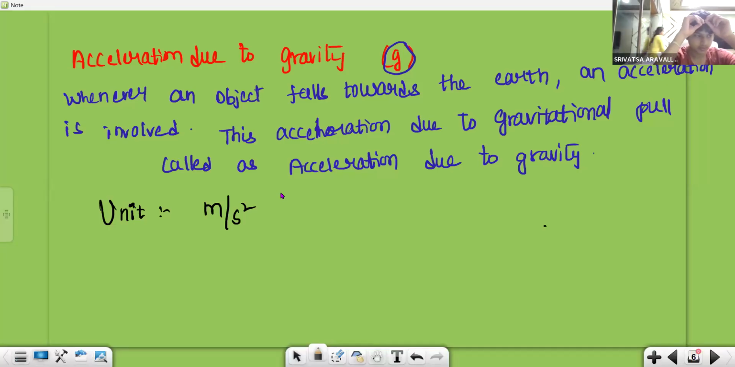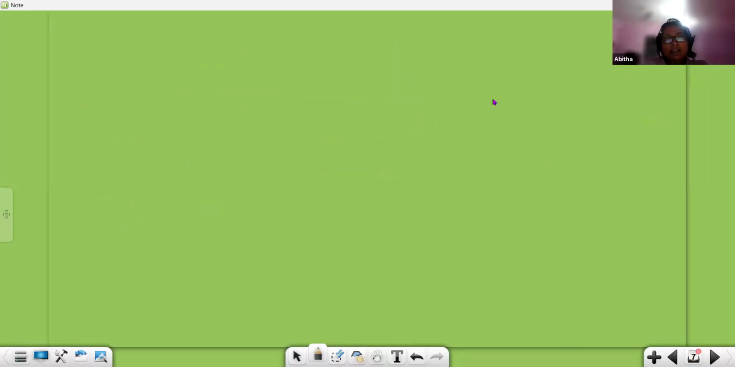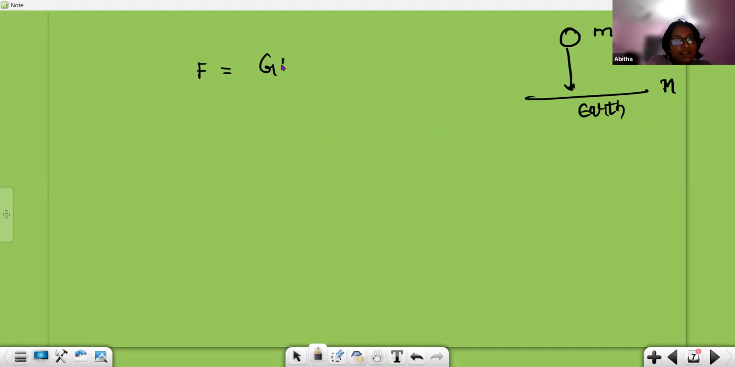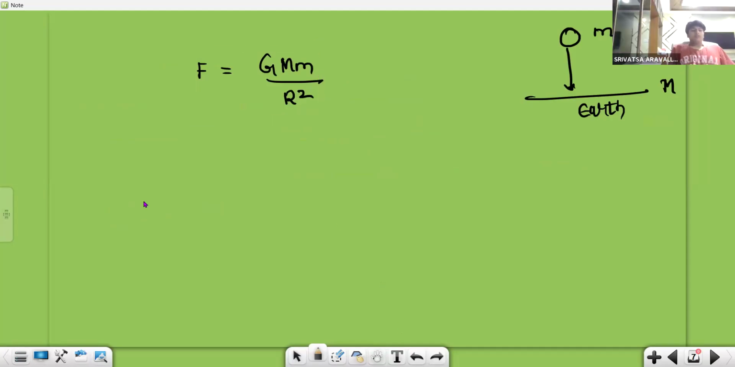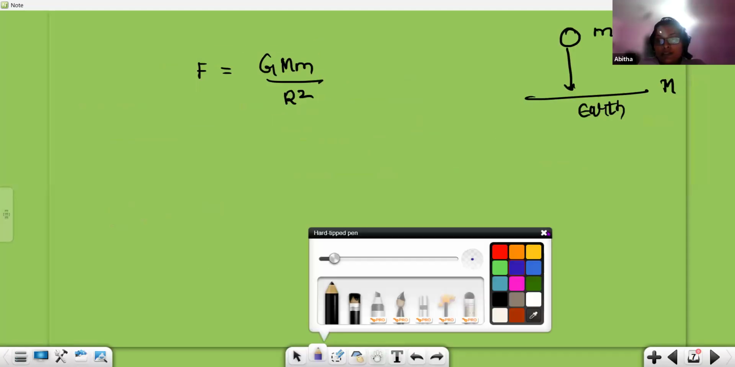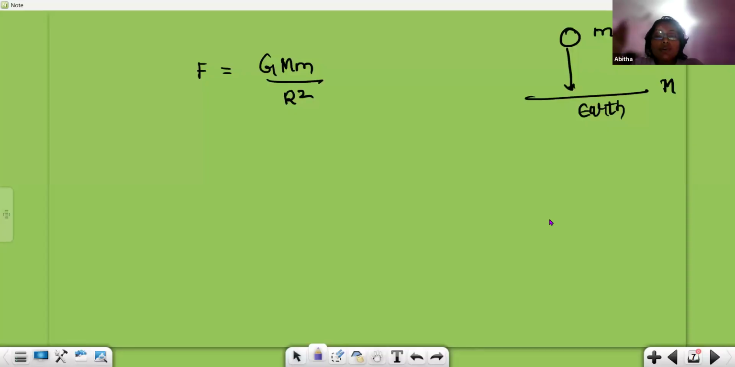Here, we are considering an object falling on the Earth's surface. Let the mass of Earth be capital M, the mass of the object be small m, and the force involved according to Newton's law is G capital M small m by R square. This is what we discussed earlier, right? According to Newton's law, you told me earlier, Newton's first law, about inertia.